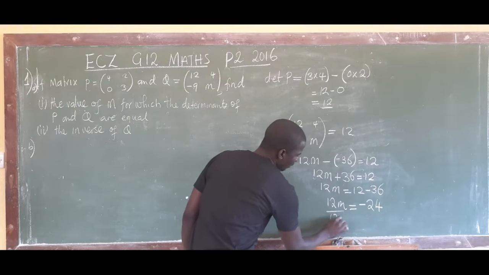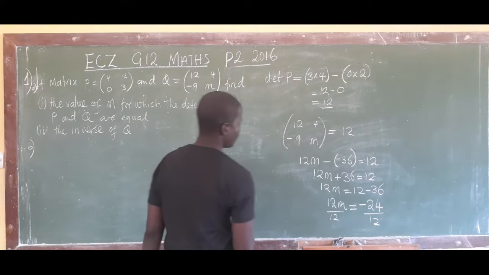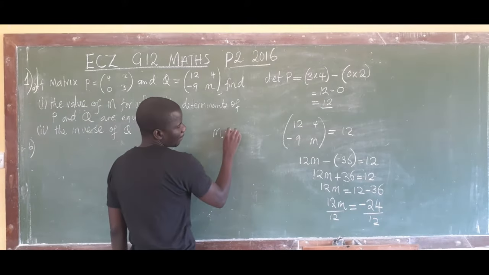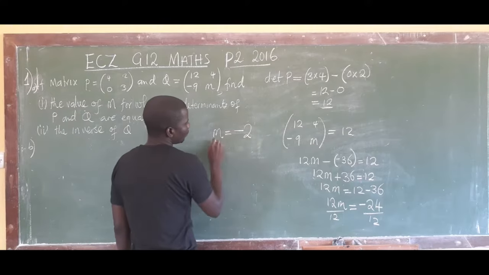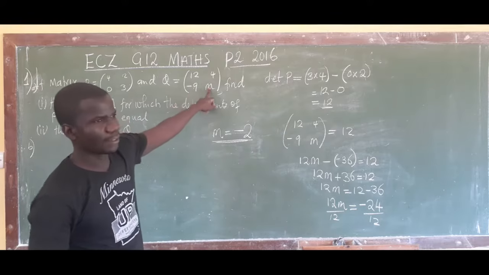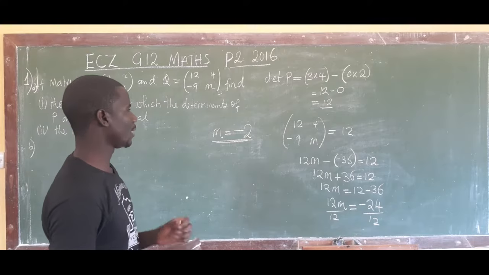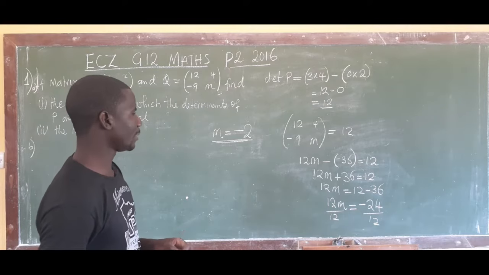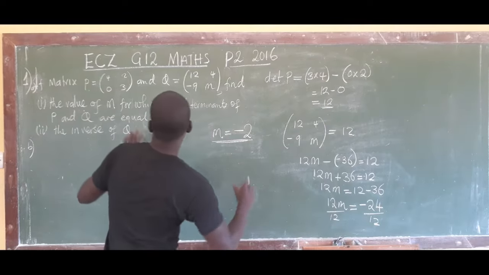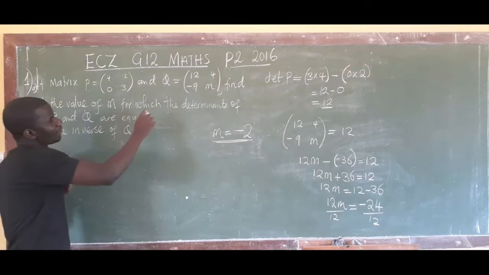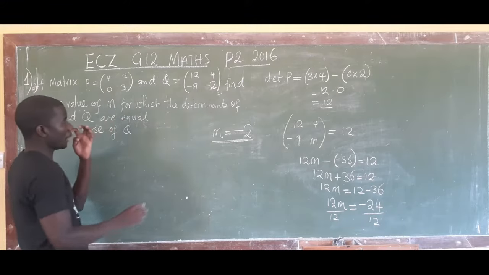We divide by 12 on both sides. So our M is equal to negative 2. Are we together? Our M is equal to negative 2. So that is what we're going to get. Okay. So from this, we have now known that M is negative 2.